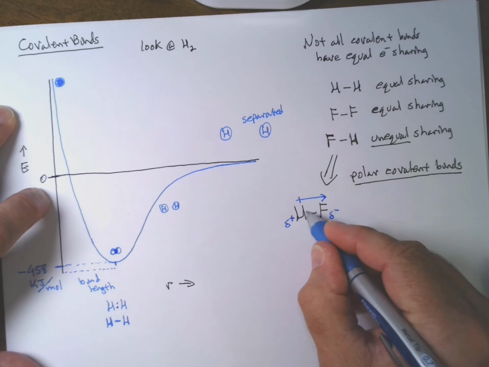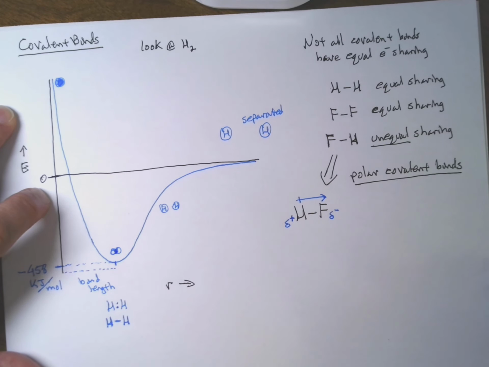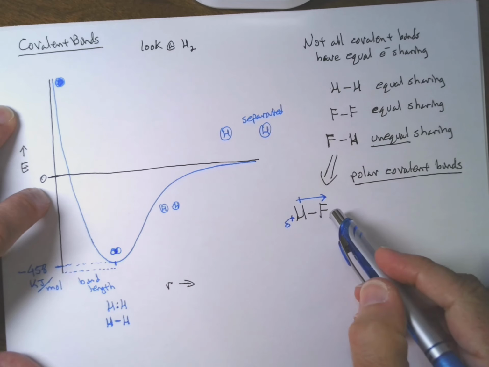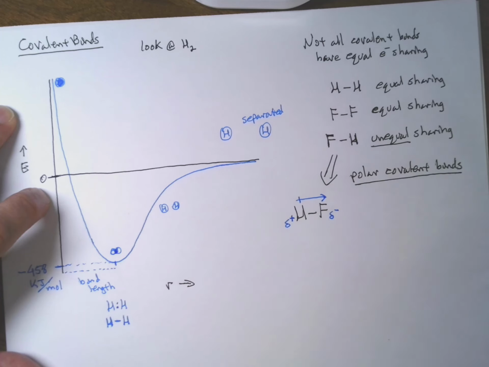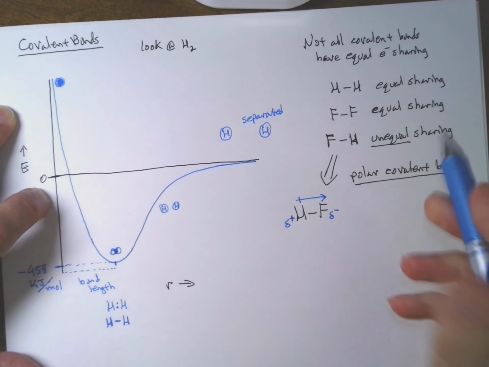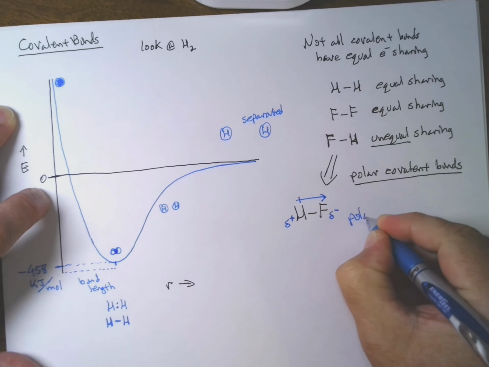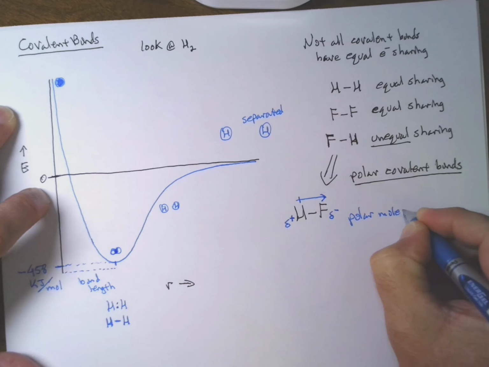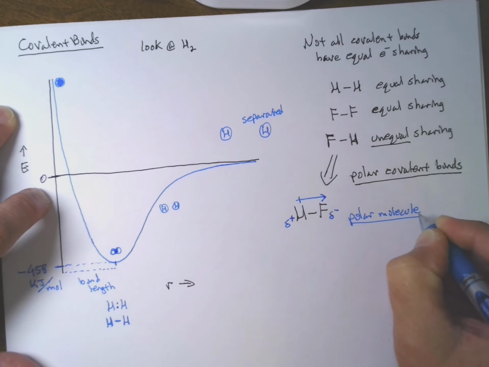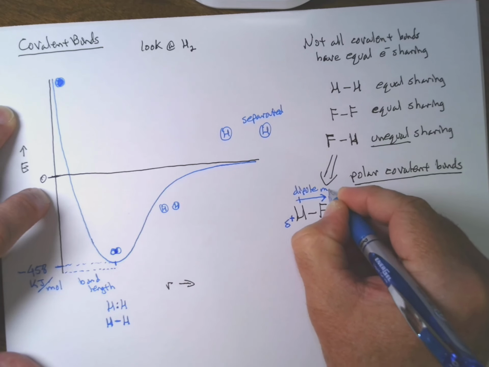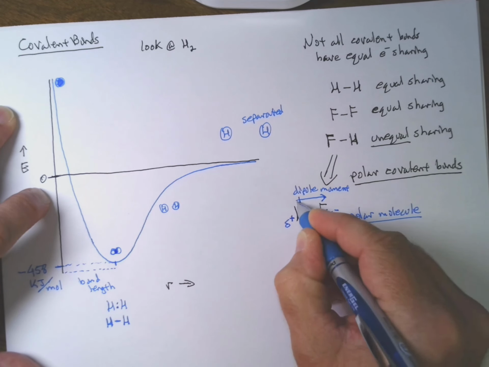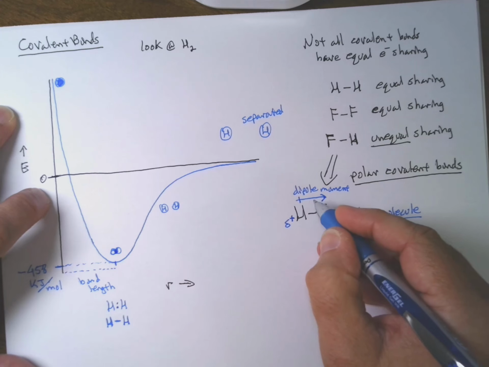And so in the HF molecule, the hydrogen fluoride molecule, we have a partial negative charge on the fluorine and a partial positive charge on the hydrogen. And so this is a polar molecule. And it has a dipole moment, which is what this line represents.